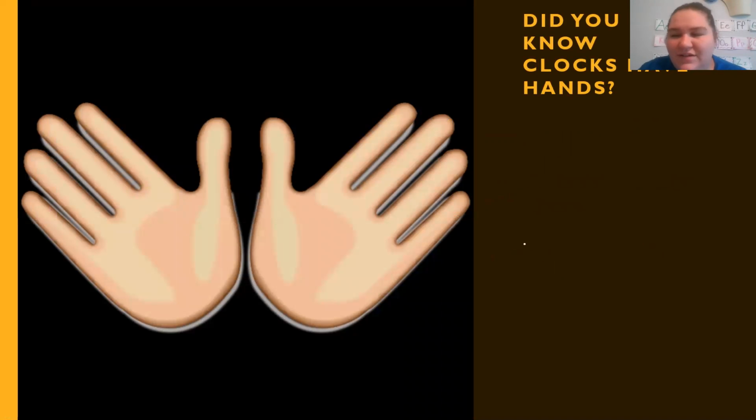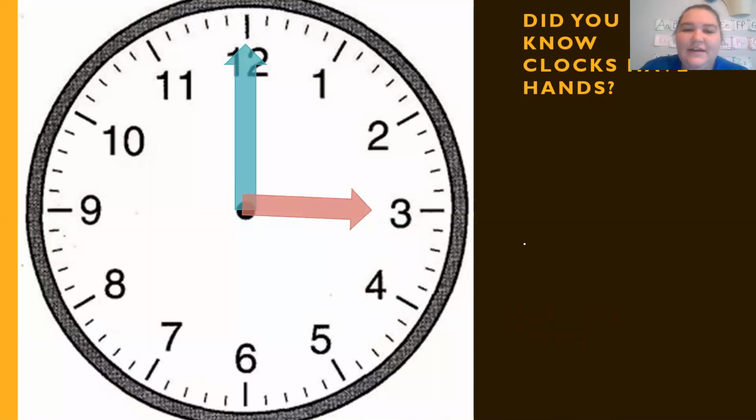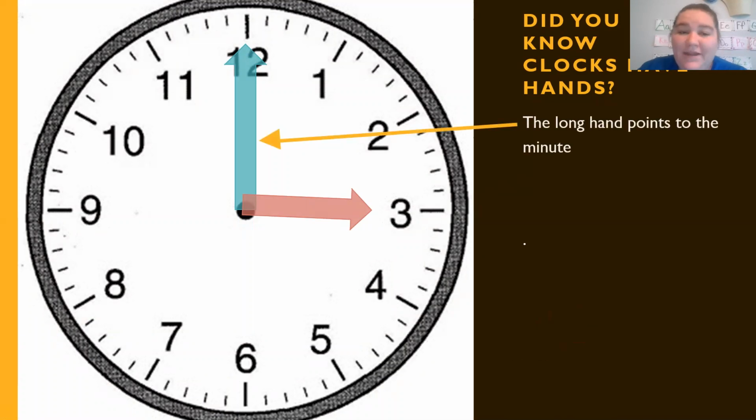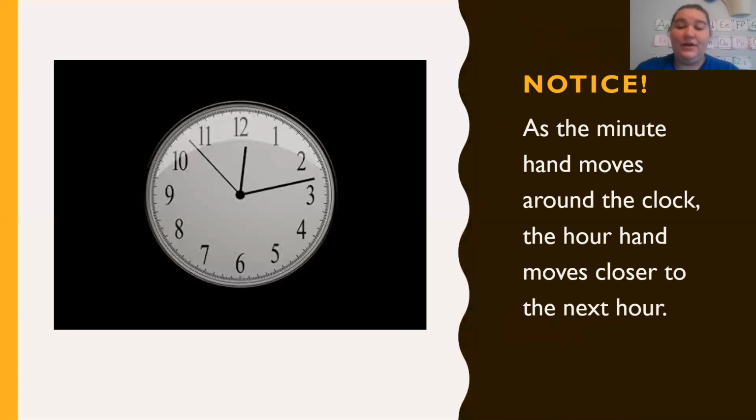Now, third grade, did you know that clocks have hands? Not these hands, silly. I'm talking about clock hands. We have the minute hand, which is long, and the shorter hand, which is the hour hand. Now, remember, the long hand points to the minute, and the short hand points to the hour.